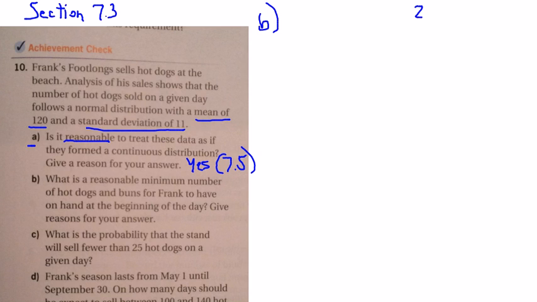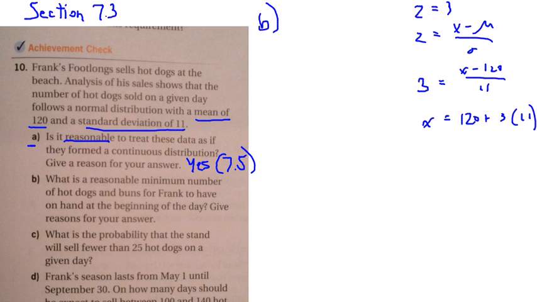So for a z-score of positive 3, we know that the z-score formula is x minus mu over sigma. And so if I plug in 3 here and 120 here and 11 here, we can basically say that the x value that corresponds to a z-score of 3 is going to be 120 plus 3 times 11. So that's 120 plus 33, 153. So if Frank sells at least 153 hot dogs, then there's basically a 100% chance.